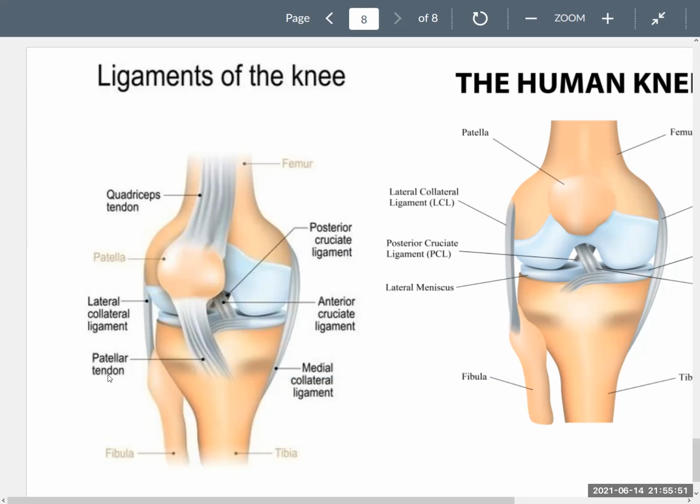I'll mention it again tomorrow. Mention it again Wednesday too, if I haven't been able to change it. Sometimes it's hard to change these. So the patellar ligament attaches the patella to the femur, no, to the tibial tuberosity. Okay. Thank you.